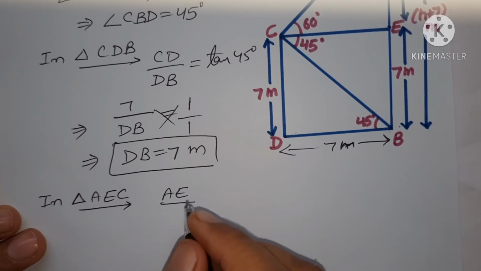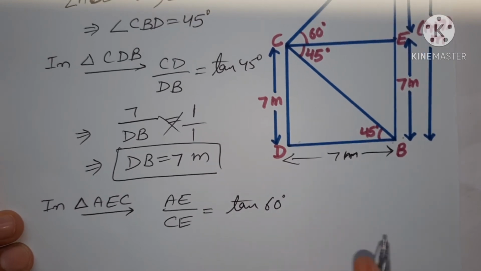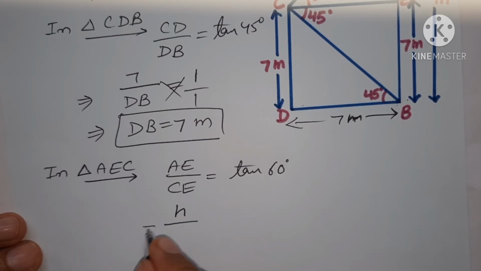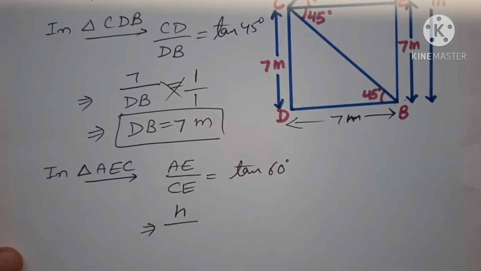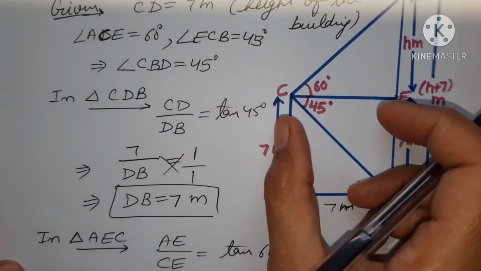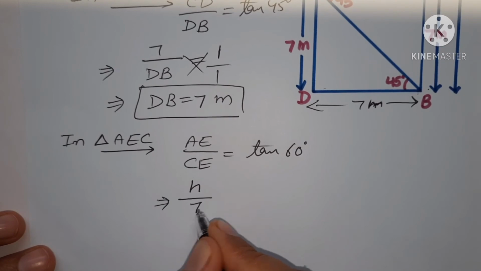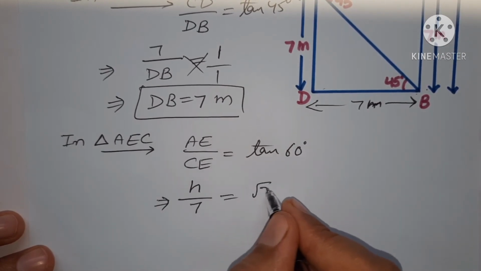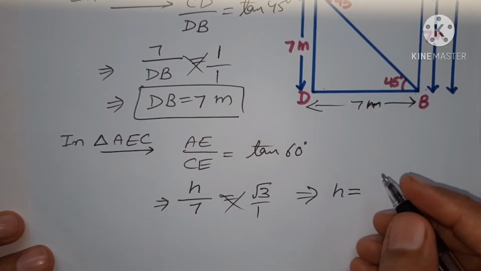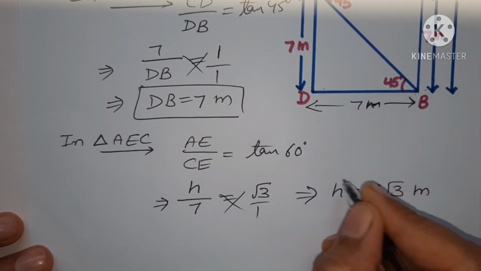So AE upon CE is equal to tan 60 degree, because the angle is 60 degree here. So AE we considered as H, and for the value of CE, from here to here, this distance is 7 meter. So this distance also will be 7 meter. So we will take CE as 7 meter, and tan 60 degree is root 3. We will write root 3 upon 1, and finally we are getting the value of H here. So H is equal to 7 root 3 meter.